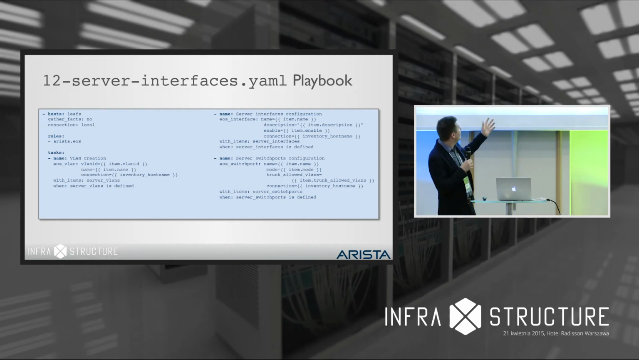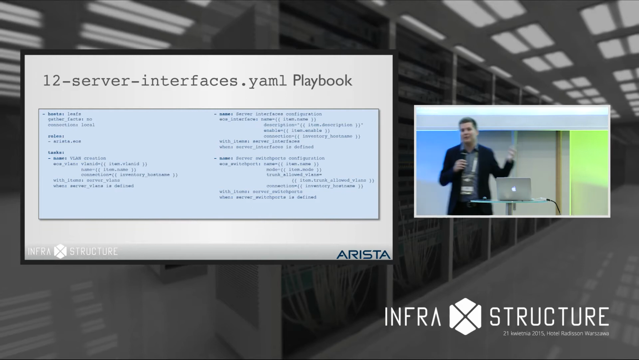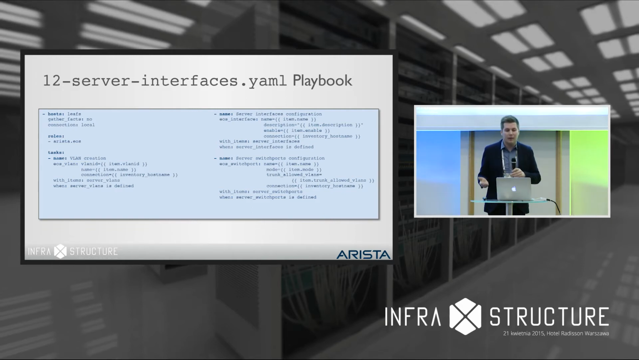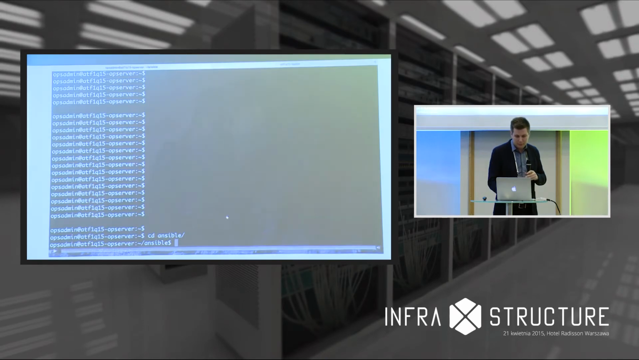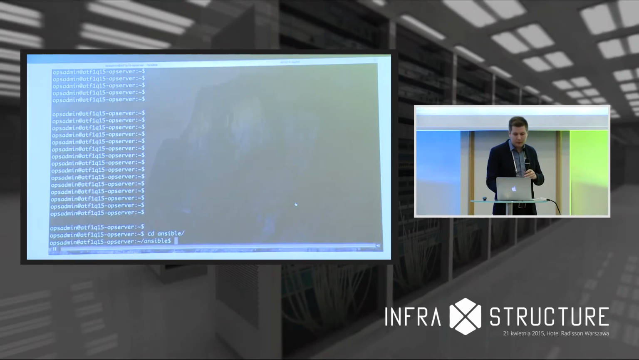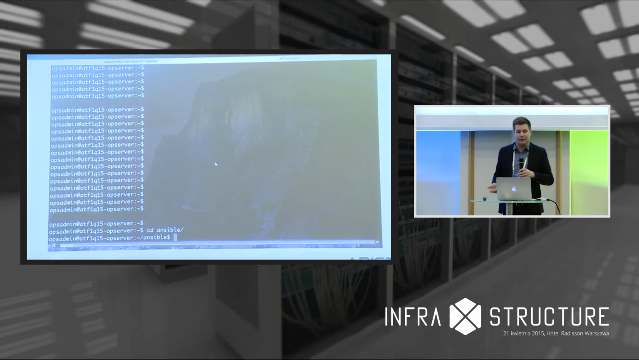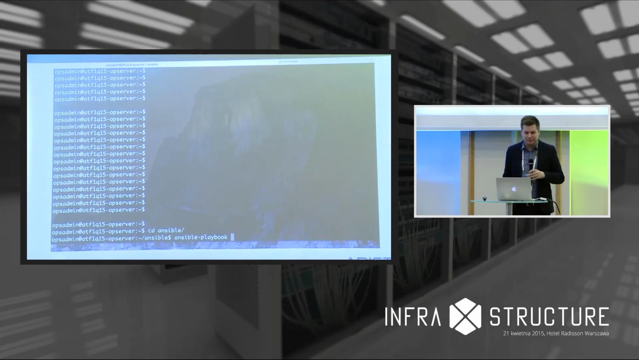So, for example, eos_interface defines a switch interface. eos_vlan defines a VLAN. So I'm just going to show you now how we can create those roles. You just saw the playbook, how it was defined. I'm going to run that playbook now.